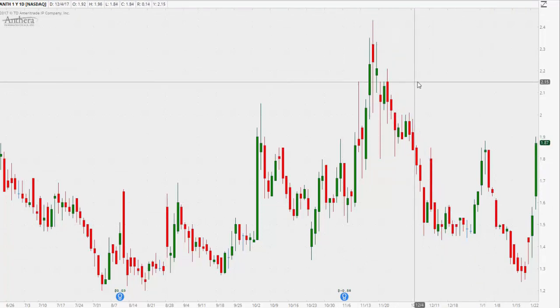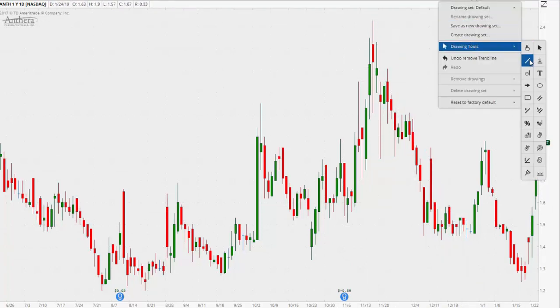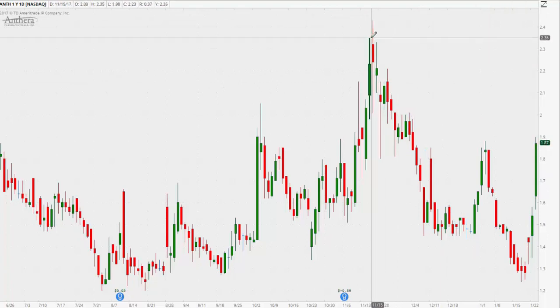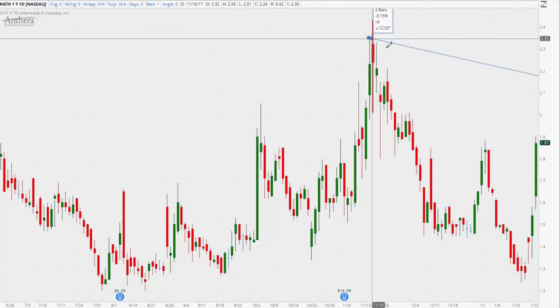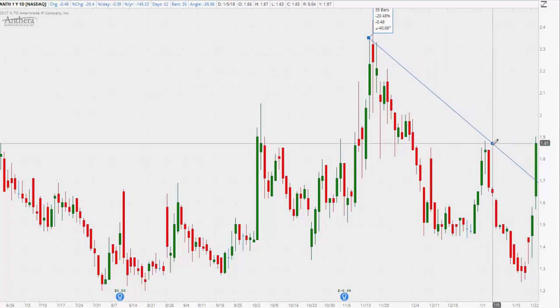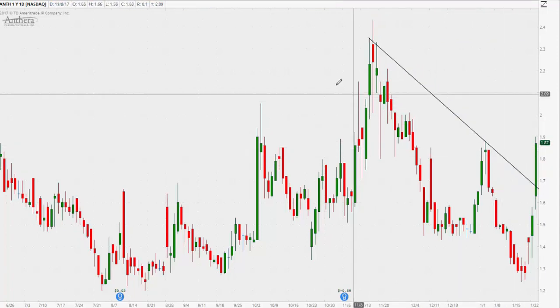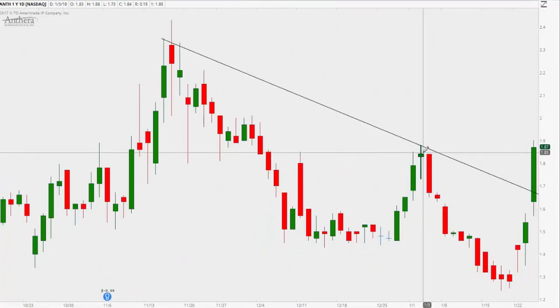Okay, so we're taking it from the highest point on the green candlestick here. Click, take it to the next swing high, right there. Notice we are not drawing it down to the body of the candlestick. We are drawing it to the upper shadow. All right, there's your breakout, and there's the follow through.